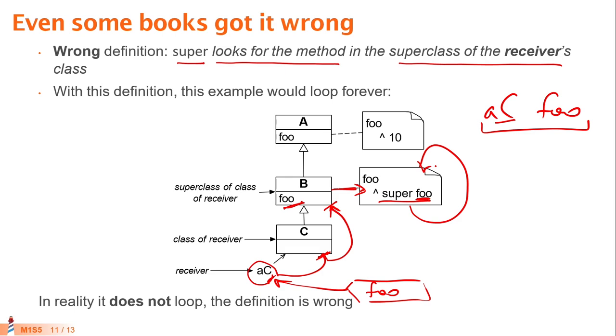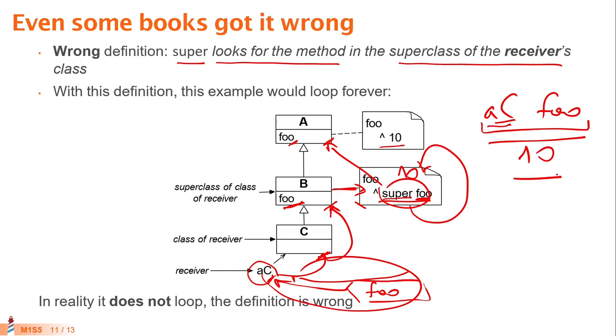Instead, with our definition, that is taking the place where the super expression is defined and going to the superclass to start looking for the method, this expression will actually do the following. We take C, we send a message foo like this, we find this method first, and then we do the super foo. Super foo will start the method lookup from A, the superclass of the class where the super is, and it will find the method foo defined above. So that means that this expression returns 10.